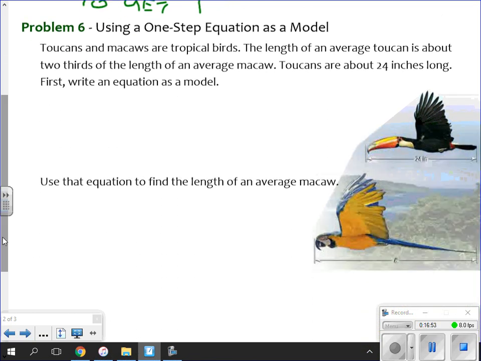Okay, problem number 6. Using a one-step equation as a model. Toucans and macaws are tropical birds. The length of an average toucan is about 2/3 the length of an average macaw. Toucans are about 24 inches long. First, write an equation as a model.